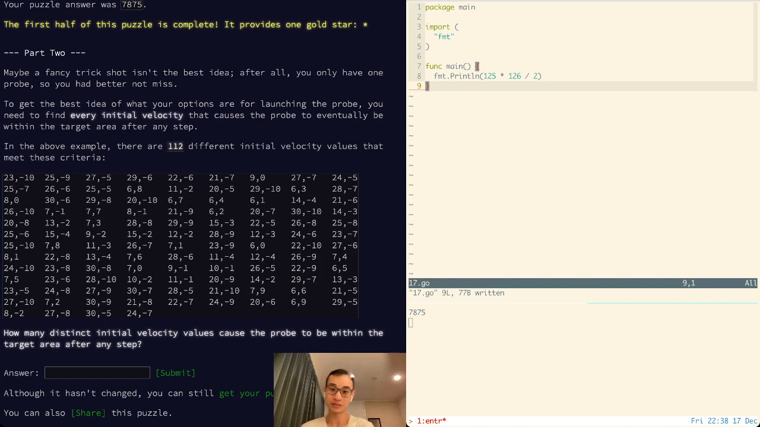Great. Okay, part 2. Maybe a fancy trick shot isn't the best idea. After all, you only have one probe, so you better not miss. To get the best idea of what your options are for launching the probe, you need to find every initial velocity that causes the probe to eventually be within the target area after any step. In the above example, there are 112 different initial velocity values that meet these criteria. How many distinct initial velocity values cause the probe to be within the target area after any step?